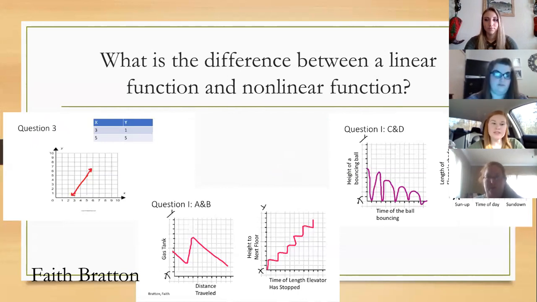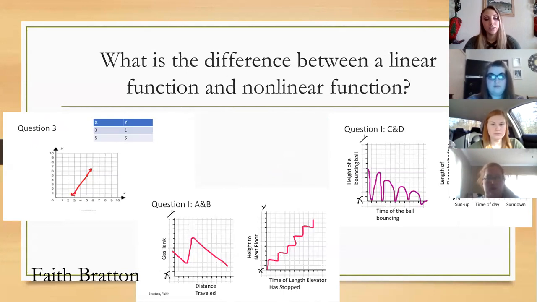Hey Faith, what is the difference between a linear function and a nonlinear function? A linear function is a graph that is plotted in a straight line. As we can see in question 1, it's a straight line, so it is linear. A nonlinear function is the opposite. It's a function that is nonlinear.